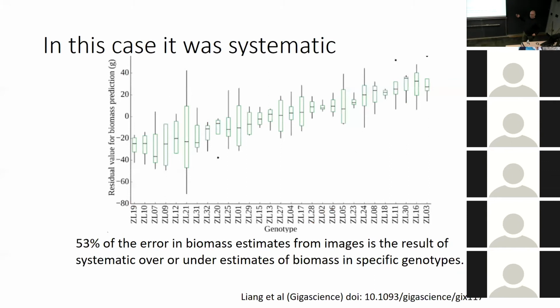So if we were using this to train a genomic prediction model for biomass, we wouldn't just be predicting biomass, we'd also be predicting the phenotypes that lead to errors in measurement of biomass from high-throughput phenotyping data. So getting more accuracy is very important, not just because it's more accuracy, but because we're removing systematic biases in the way that the data is being collected.